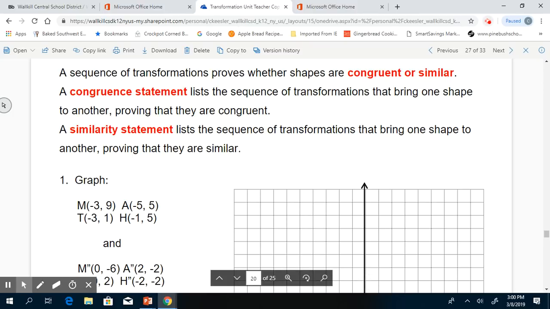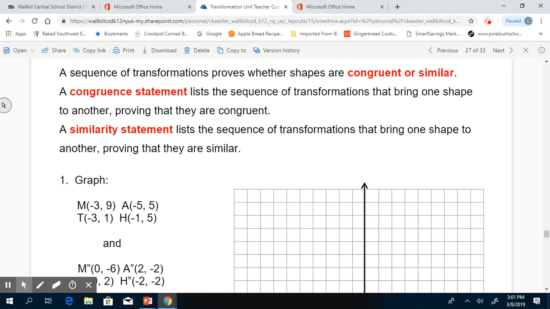Today we're going to talk about sequencing transformations to prove whether the transformed shapes are congruent or similar. A sequence of transformations proves whether shapes are congruent or similar. A congruent statement lists the sequence of transformations that bring one shape to another, proving that they are congruent. A similarity statement lists the sequence of transformations that bring one shape to another, proving that they are similar.